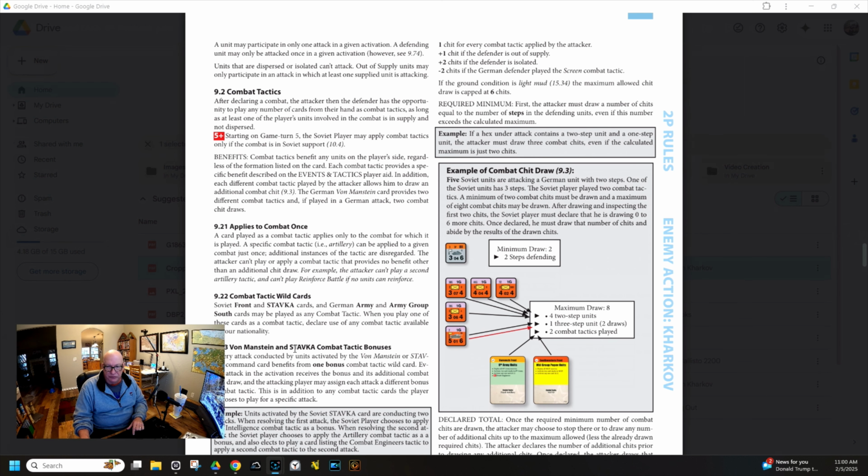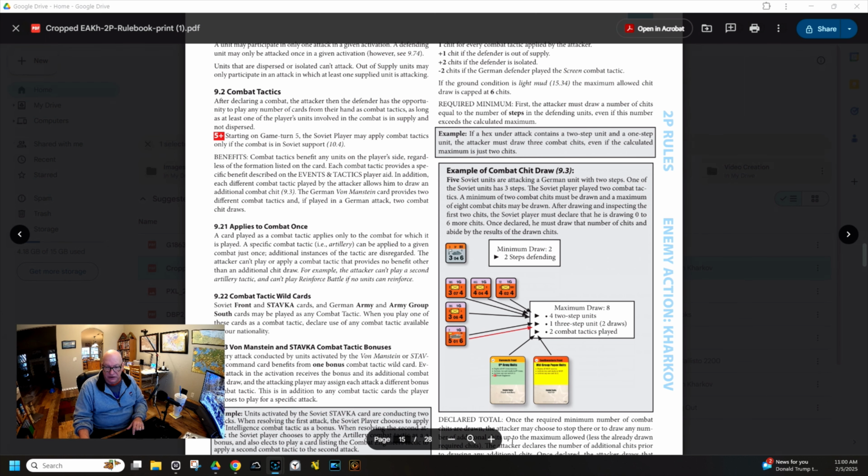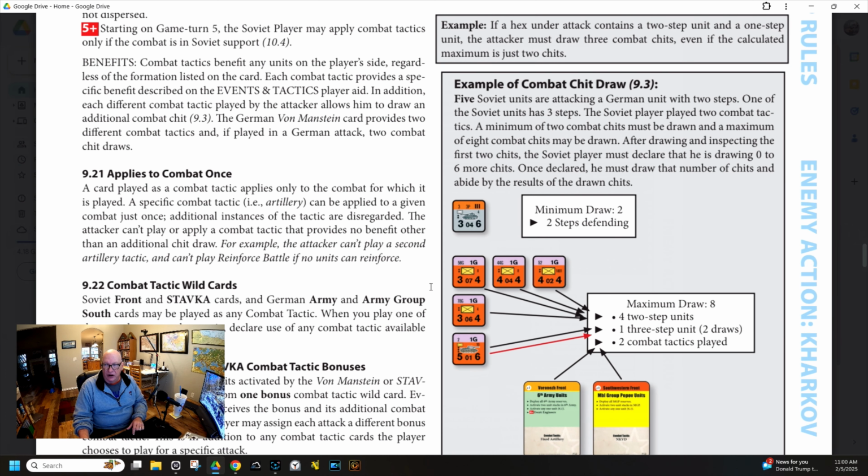Example of chit draw. So we're going to blow this up so you can take a look at this. 5 Soviet units are attacking a German unit with 2 steps. One of the Soviet units has 3 steps. The Soviet player played 2 combat tactics. A minimum of 2 combat chits must be drawn, and a maximum of 8 combat chits may be drawn.